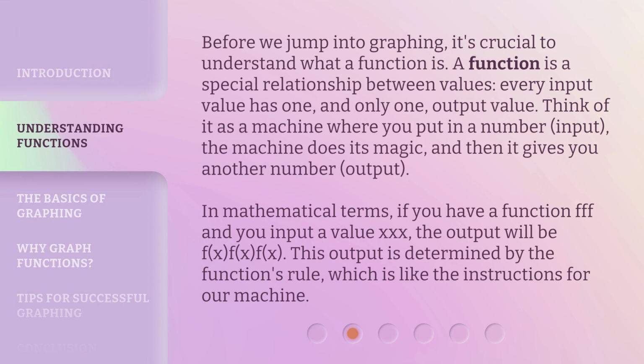Before we jump into graphing, it's crucial to understand what a function is. A function is a special relationship between values. Every input value has one, and only one, output value. Think of it as a machine where you put in a number, the input. The machine does its magic, and then it gives you another number, the output. In mathematical terms, if you have a function f and you input a value x, the output will be f(x). This output is determined by the function's rule, which is like the instructions for our machine.